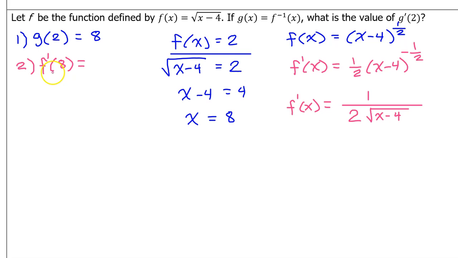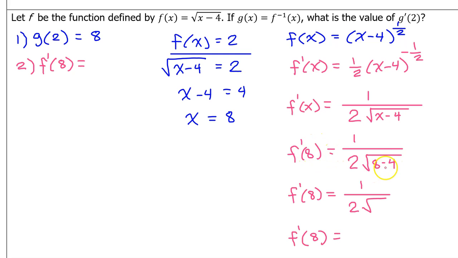We need to find f prime at 8. So let's plug in 8 for x. 8 minus 4 is 4, and the square root of 4 is 2. So this is 1 over 4. And that's it for step 2.